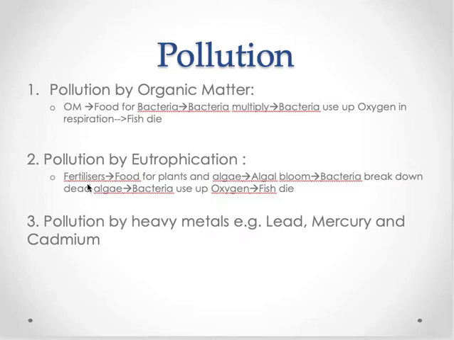So say if fertilizers happen to get into the water and they have mineral nutrients in them, those mineral nutrients like your nitrogen are food for plants and also for algae, and so the plants and algae numbers increase. If you get an algal bloom, it will be short-lived, and when the algae die, bacteria break it down. And when the bacteria break down the algae, they use up oxygen again in respiration, and if they're using up oxygen, the fish will die. The next one we want to look at under the heading of pollution is pollution by heavy metals. When we talk about heavy metals, we're referring to them having a high relative molecular mass, and examples would be lead, mercury, and cadmium.